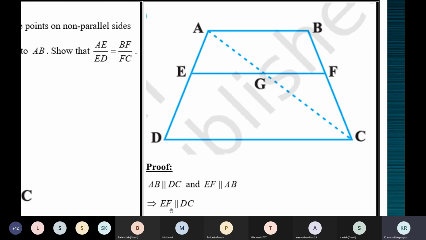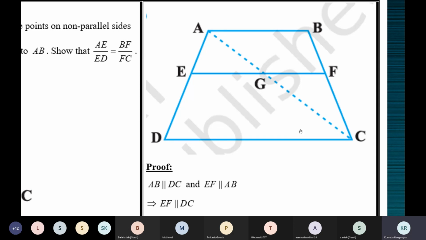Now, this is important. Look at this one here and understand this yourself. Two lines parallel to the same line are parallel to each other. DC and EF are two lines which are parallel to the same line AB. So they are parallel to each other. DC is parallel to EF.